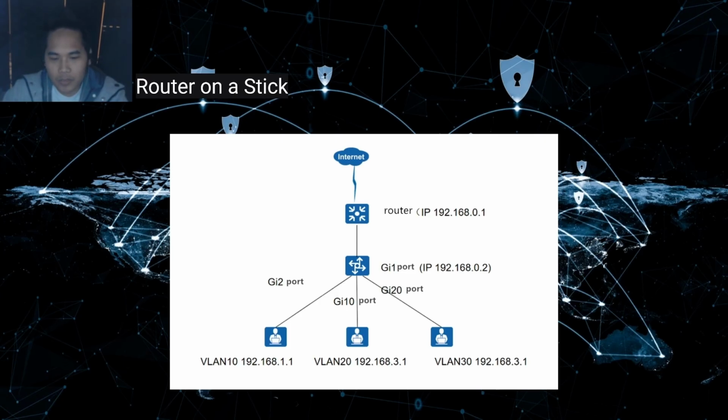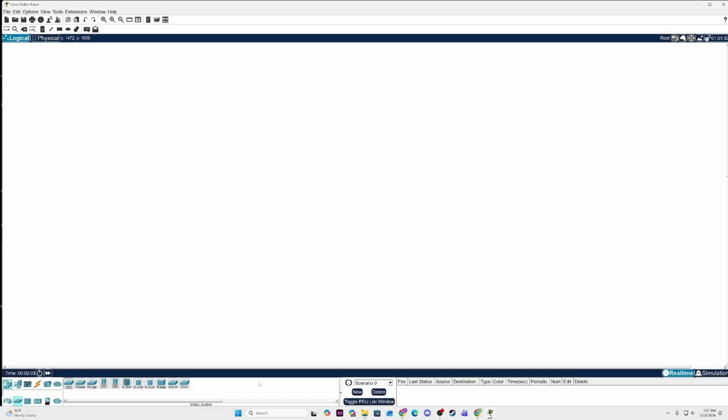Now we're going to do a Cisco Packet Tracer live demo, and we're going to do router on a stick and SVI, switch virtual interface. Okay, now we're going to do SVI. I'm going to get one of these layer 3 switches and 3 PCs. Now that I've got 3 PCs, we're going to connect them. Now that I'm done connecting them, I'm going to configure everything and label everything.